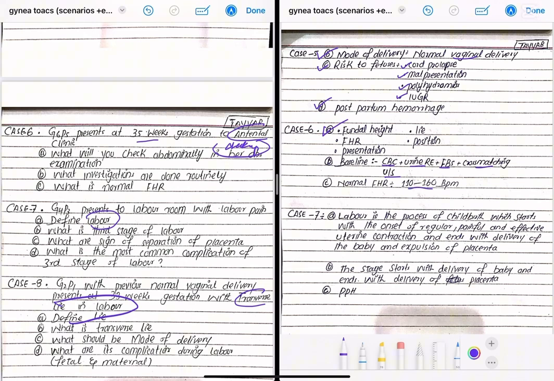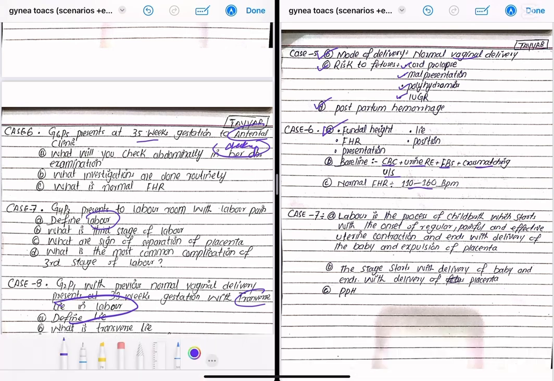So this is an antenatal checkup, and the baseline investigations are CBC, urine, full blood count, cross-matching, and ultrasound. In the antenatal checkup, fundal height, lie, fetal heart rate, position, and presentation are checked.